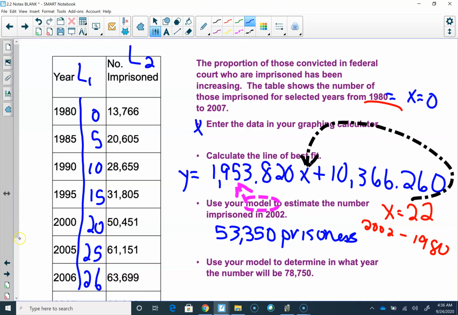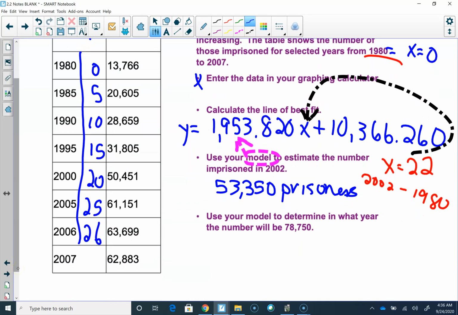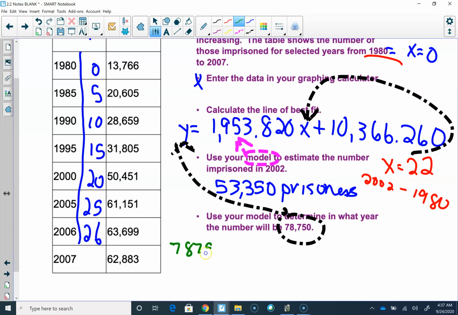My last thing that I'm going to do on this problem is use your model to determine in what year the number will be 78,750 prisoners. So this one is the Y, because the Y is the number of prisoners. So I'm going to take this one, I'm going to put it here. So I would have that number equals the equation.